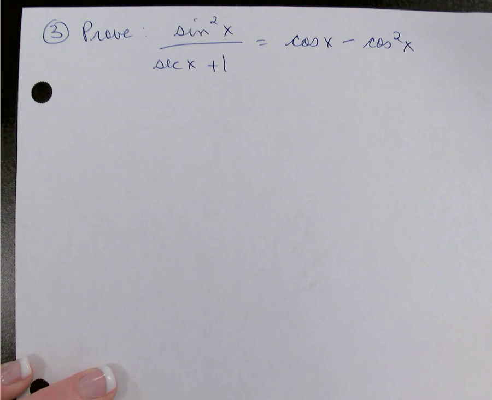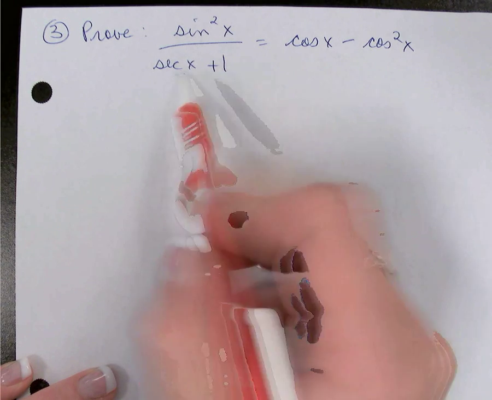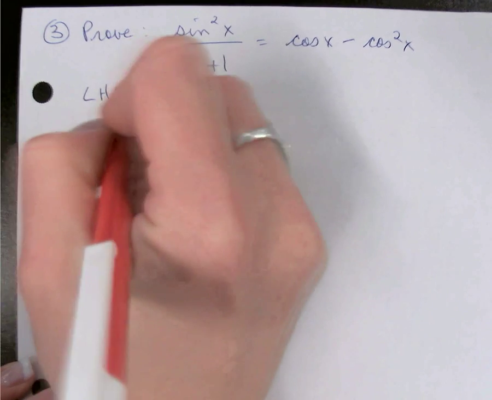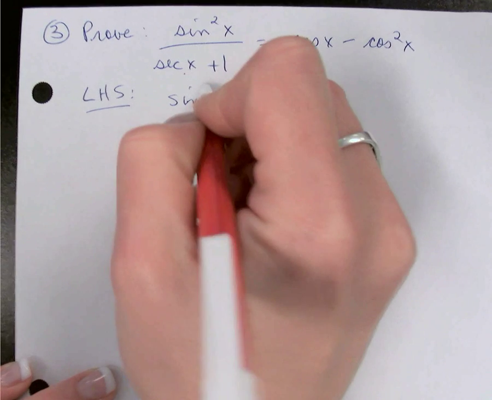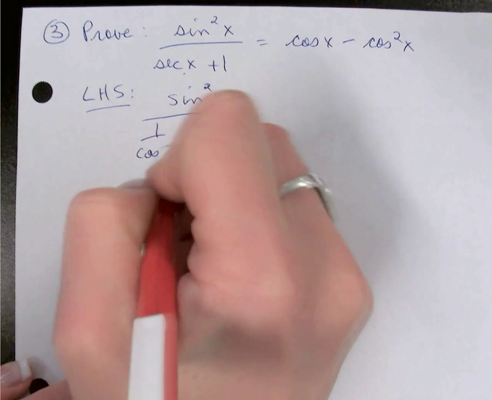Prove sine squared x over secant x plus 1 is equal to cos x minus cos squared x. I'm going to start with the left-hand side because I see the secant x here, and I know I can replace that with 1 over cos x. So we have sine squared x over 1 over cos x plus 1.